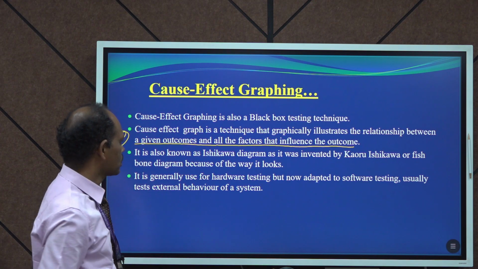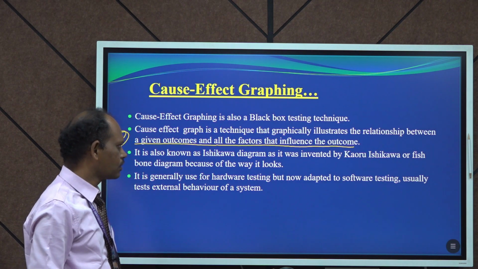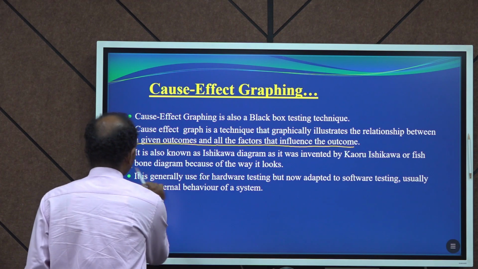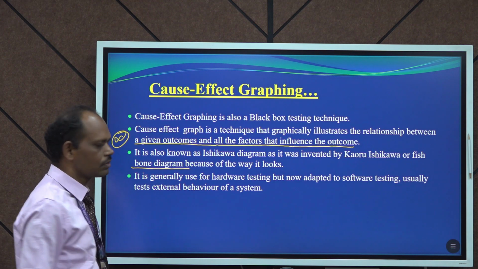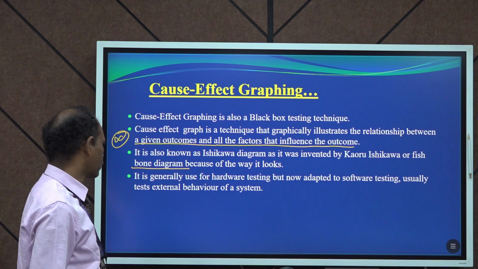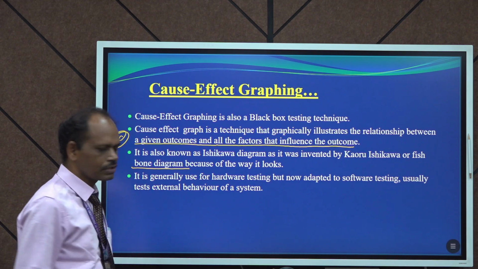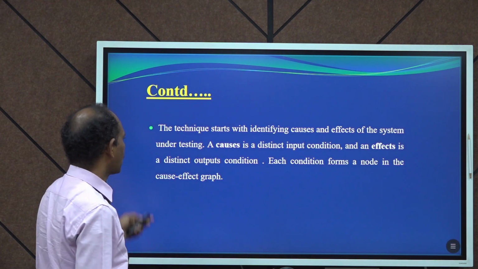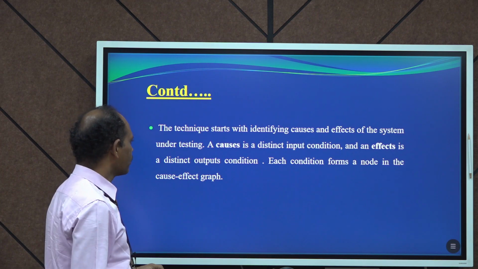Next one is the Ishikawa diagram, invented by Kaoru Ishikawa, also known as the fishbone diagram because of the way it looks. It is generally used for hardware testing, but it is used in software testing also. Usually it tests the external behavior of the system. The technique starts with identifying causes and effects of the system under testing. Cause and effect is the main goal of graph testing.